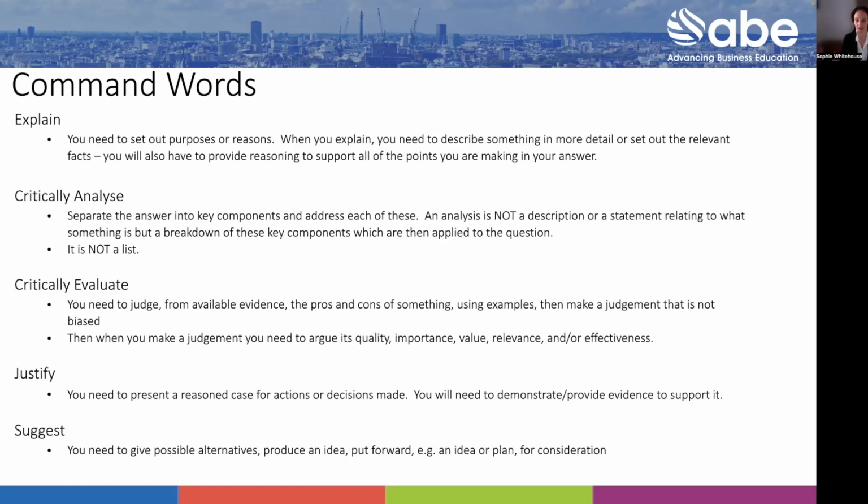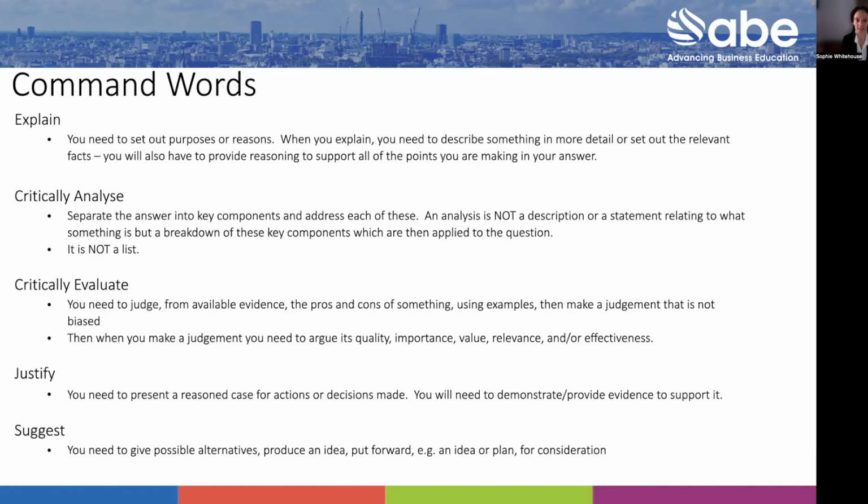Okay, so first things first, command words. We'll go through some sample questions in a moment to dissect each and every one of these. But the first word you will see a lot of in level 5 rather than level 6 is explain. Here you need to set out purposes or reasons. When you explain something, you need to describe it in more detail or set out the relevant facts. You're basically describing something for what it is and not a lot more apart from providing some support and some reasoning as to why things are what they are. But it is not a lot more than describing something. So with this word, we will not cover that in this session. However, we will cover the others that are a lot more detailed.